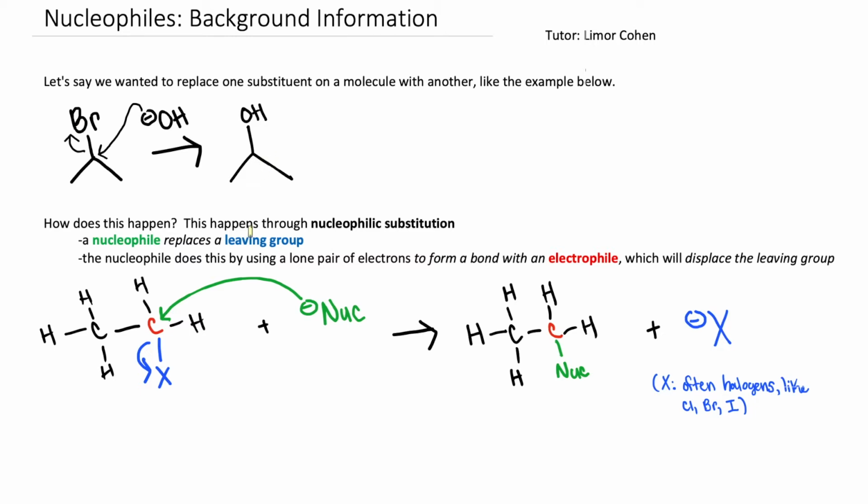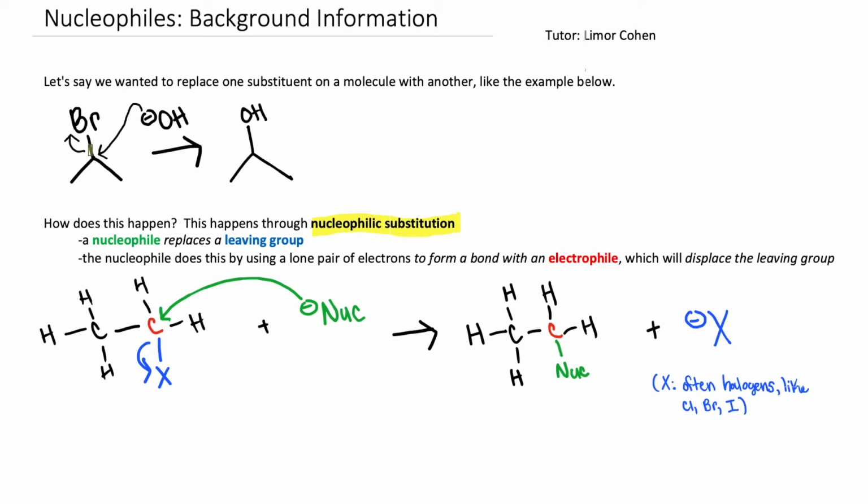This type of reaction happens through something called nucleophilic substitution. Nucleophilic substitution involves three components: a nucleophile, an electrophile, and a leaving group. Our nucleophile forms a bond with our electrophile, which ends up displacing our leaving group. So we can see that in our reaction here, our alcohol is acting as a nucleophile, and it's replacing or substituting our leaving group here, which is bromine, hence the name nucleophilic substitution.